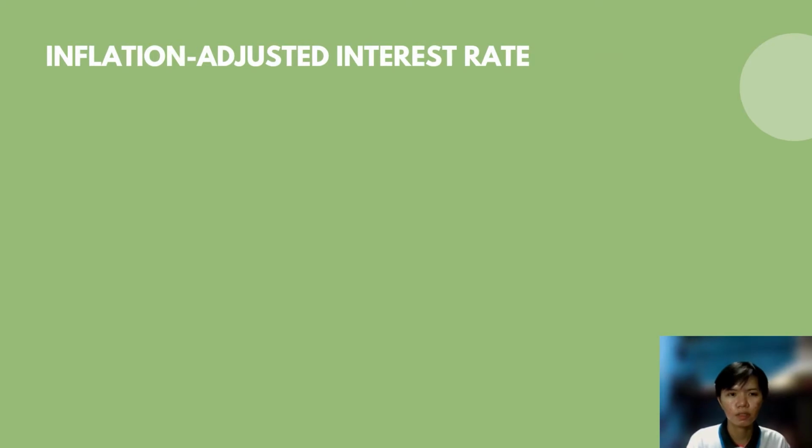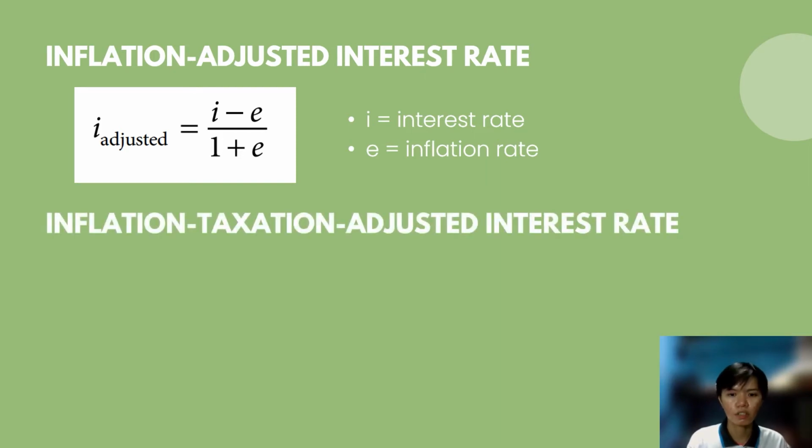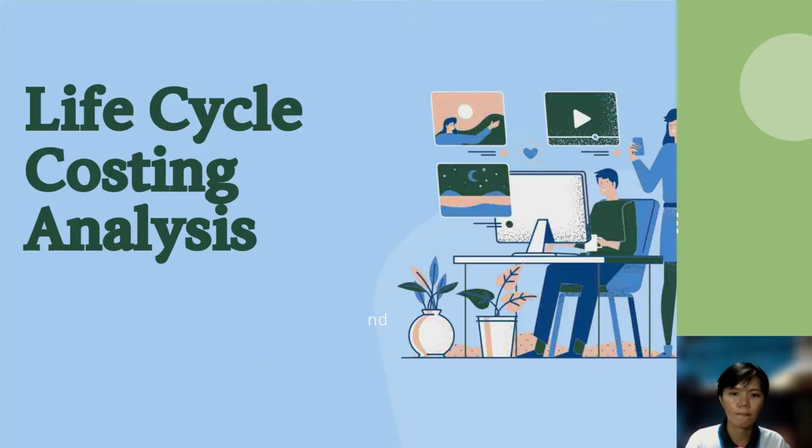Inflation-adjusted interest rate exists when both interest and inflation occur at constant rates. Inflation taxation adjusted interest rate exists when interest, inflation, and taxation on the interest occur at the same period at constant rates. By using these formulas, this shows that inflation and taxation decrease the original value of the interest rate. As a result, the value of money also decreases.